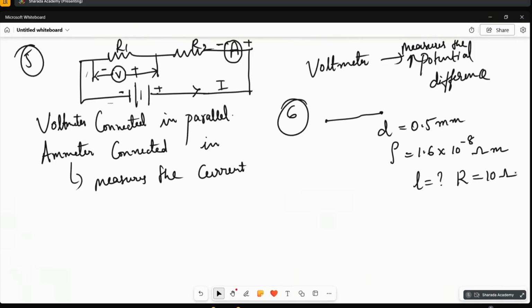That portion afterwards. First, one wire is there. Its diameter is 0.5 mm. Resistivity is this. The resistance is 10 ohms. Make it 10 ohms means you want 10 ohms resistance, so you should find the length.